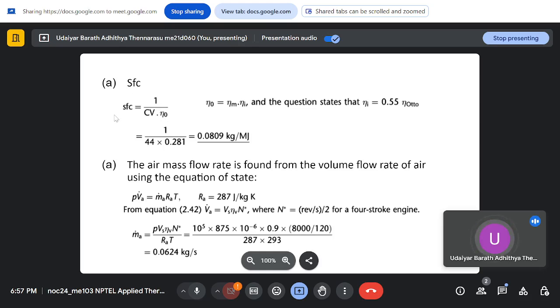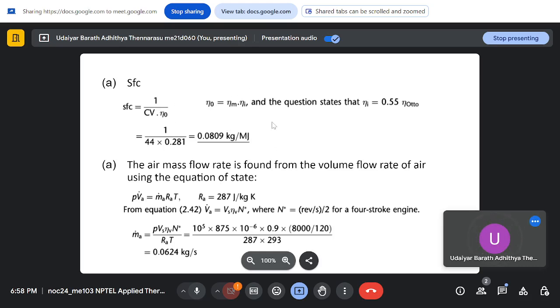So how did we get this specific fuel consumption? If you see, efficiency is nothing but brake power divided by mass of fuel. How much amount of fuel is required to generate 1 kilowatt of brake power? So that's how you get it. So overall efficiency will be brake power divided by m dot f into CV.